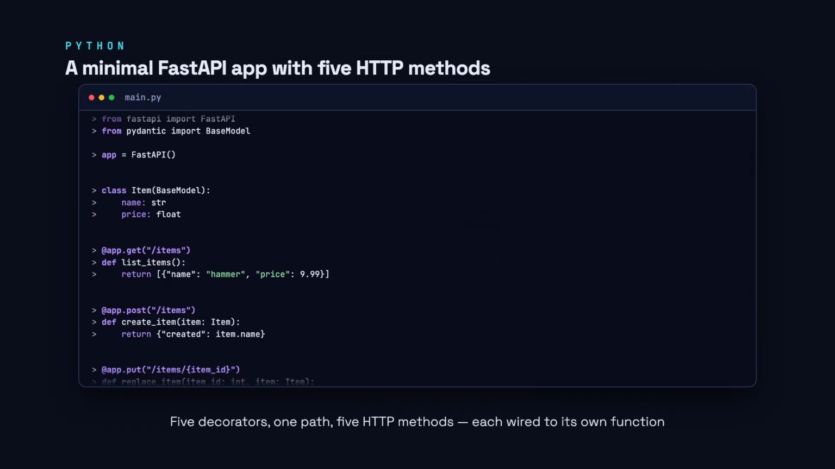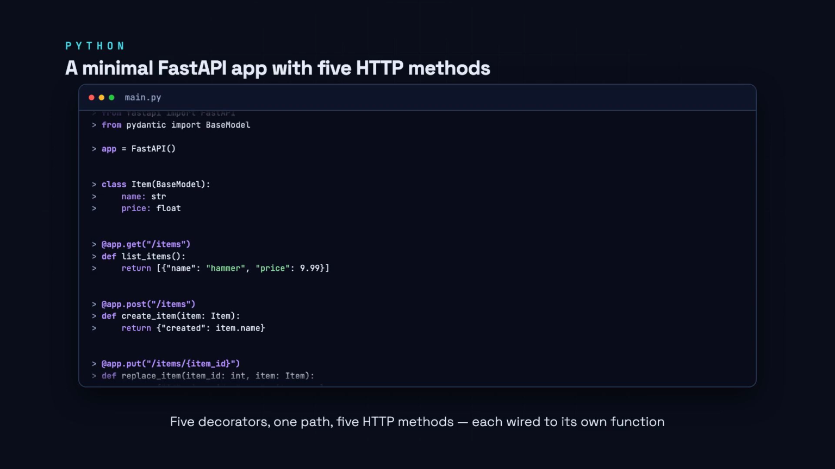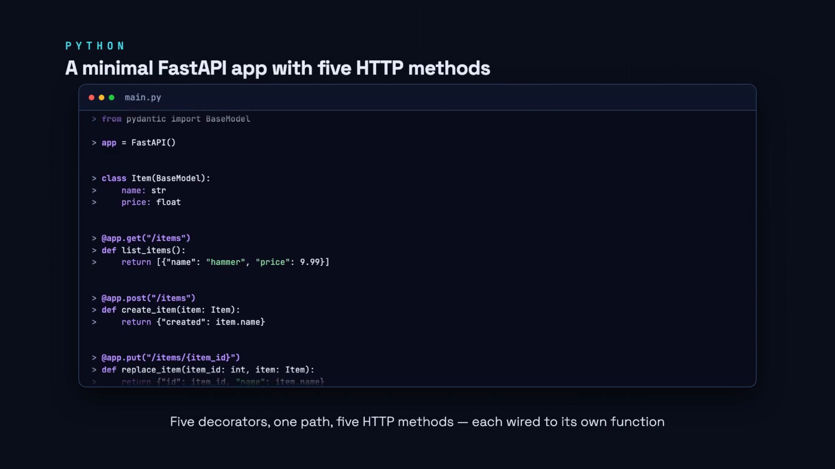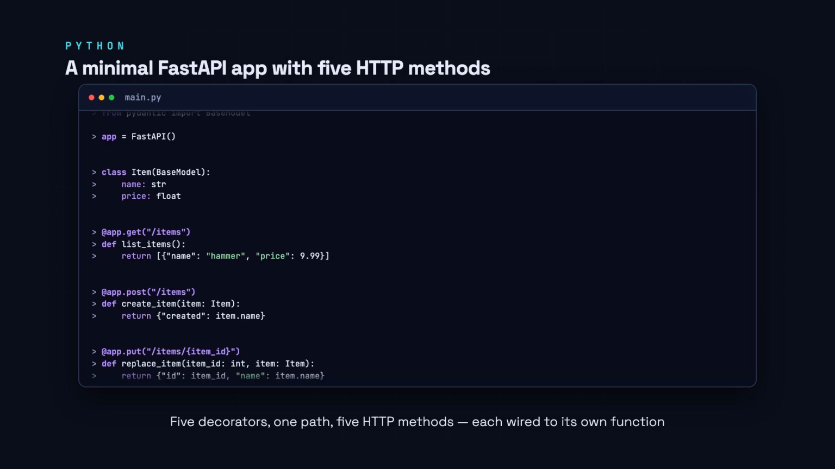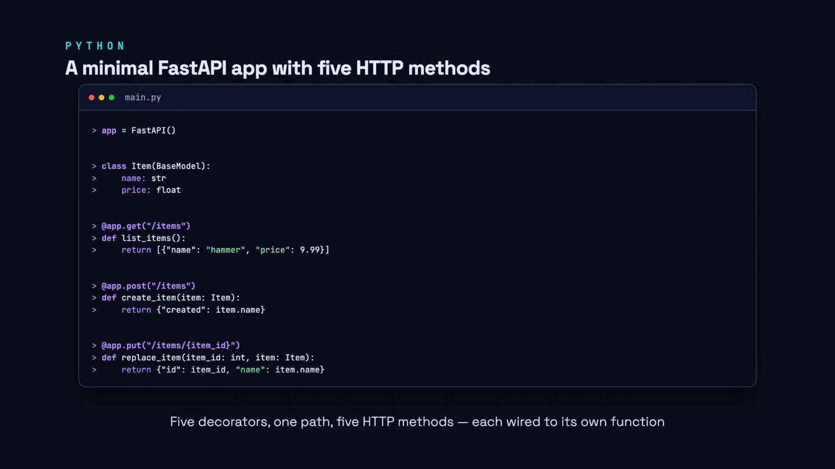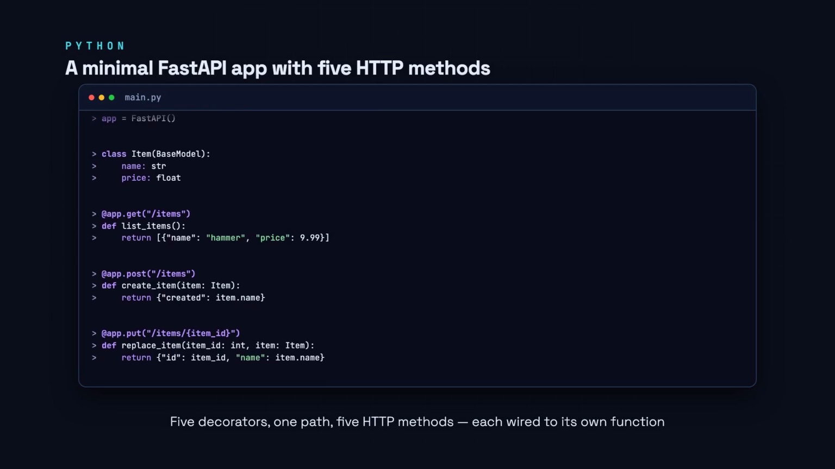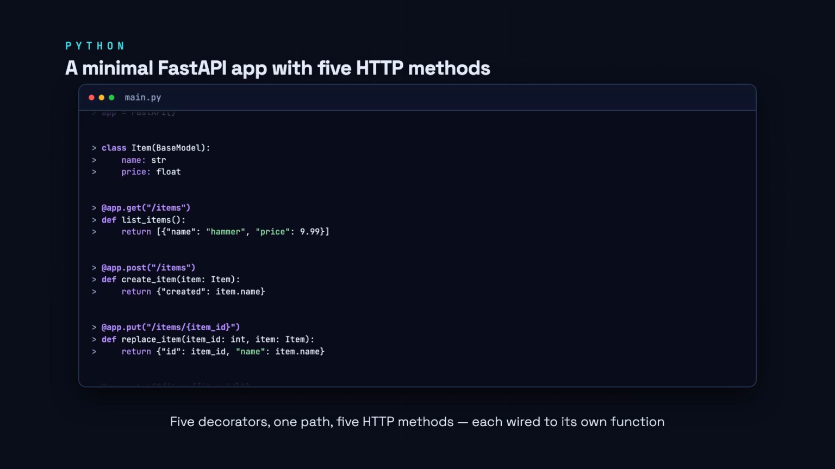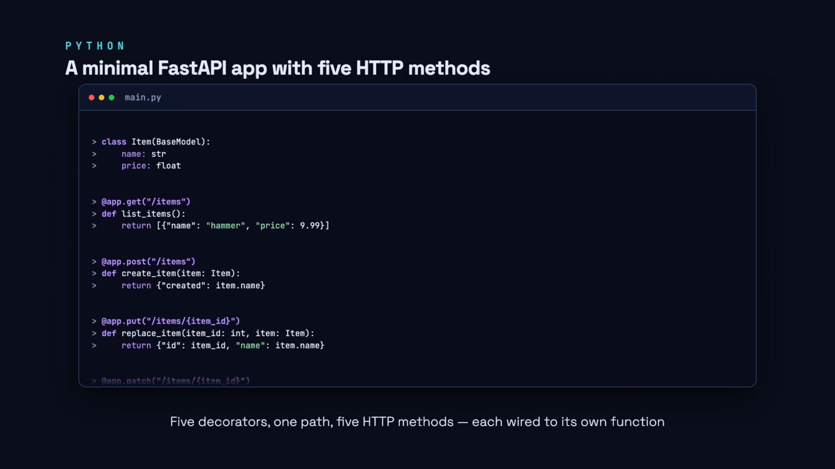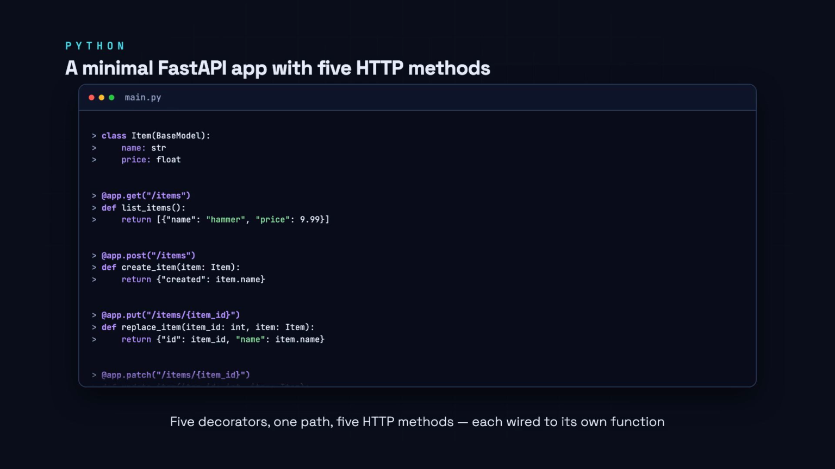Let us walk through this top to bottom. We import FastAPI and create the app instance on line 4. This object holds the root registry. The Item class is a Pydantic model describing a request body. Then @app.get("/items") registers a GET route. The function list_items returns a plain Python list, which FastAPI converts to JSON automatically.